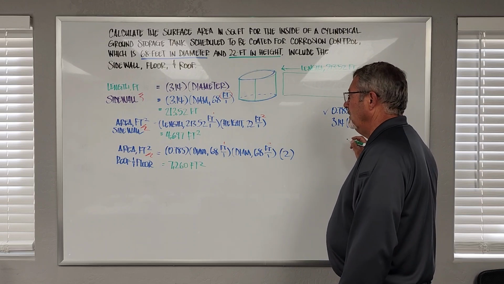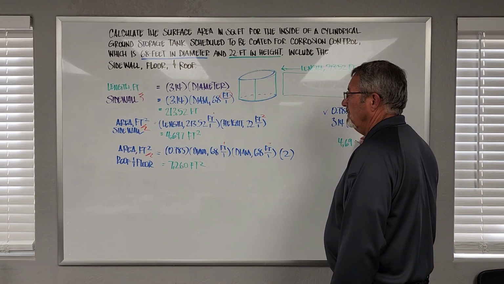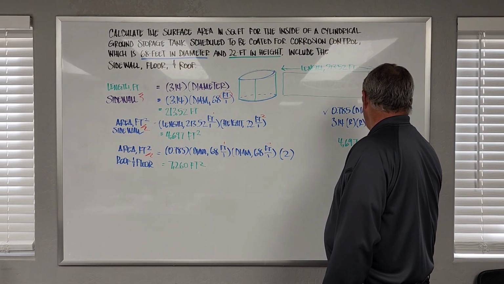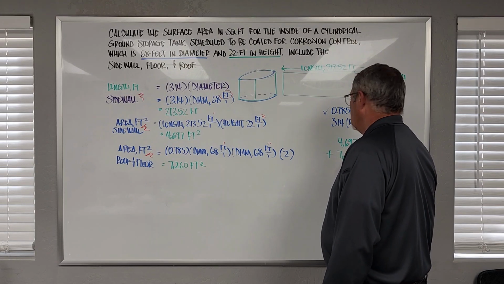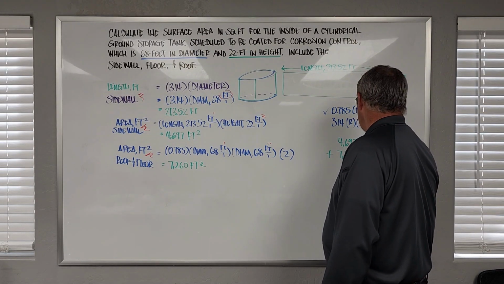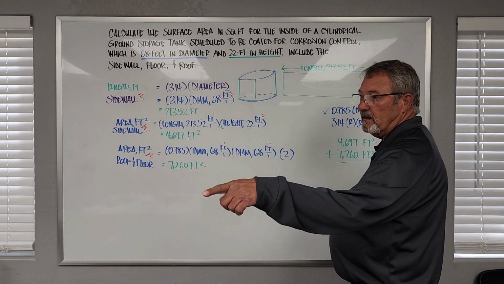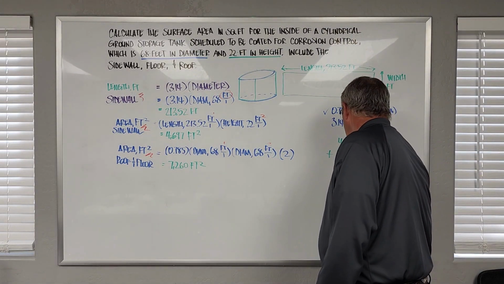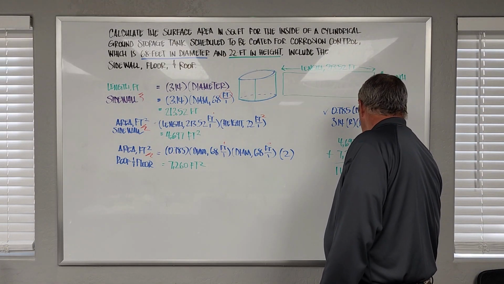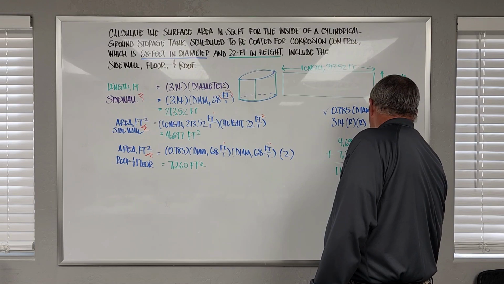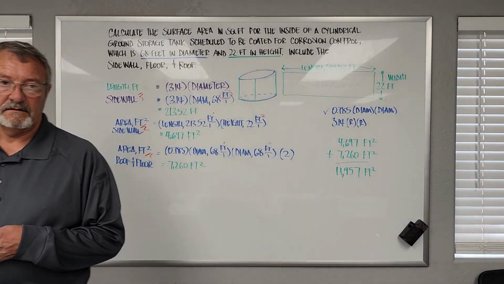So if I take 4,697 square feet, and I add that to 7,260 square feet. Did you add it together? Yeah. 11,957 square feet.